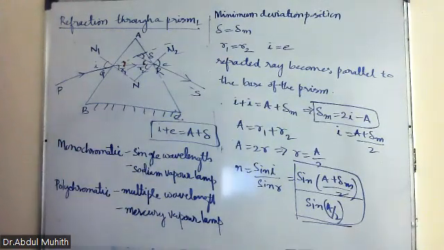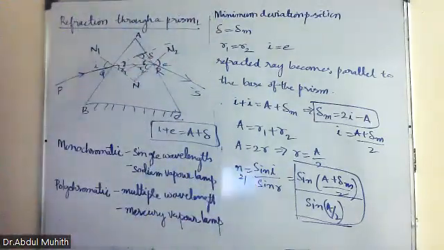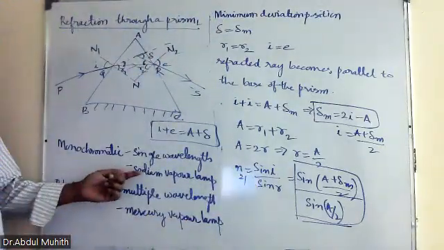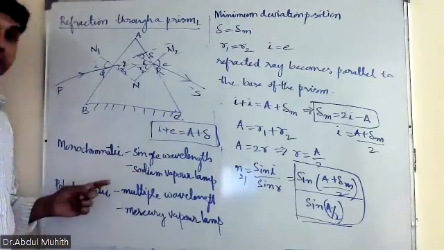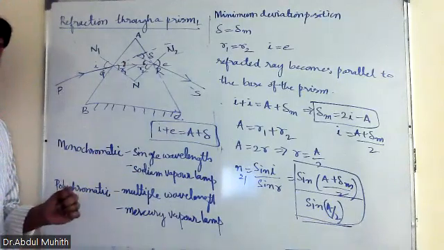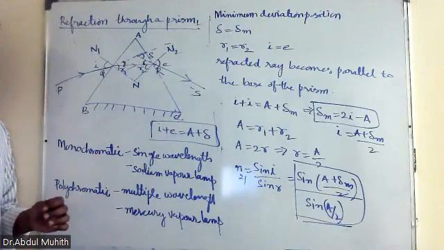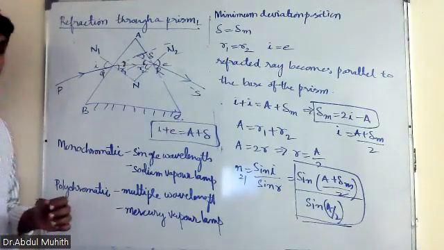n is equal to the refractive index of the second medium with respect to the first medium. See here, n21. Now, monochromatic light means what? It is single wavelength. Single wavelength means sodium vapor lamp. I told you in the street lighting system, we use sodium vapor lamp. We don't use tube lights. Why so? Why don't we use tube lights?